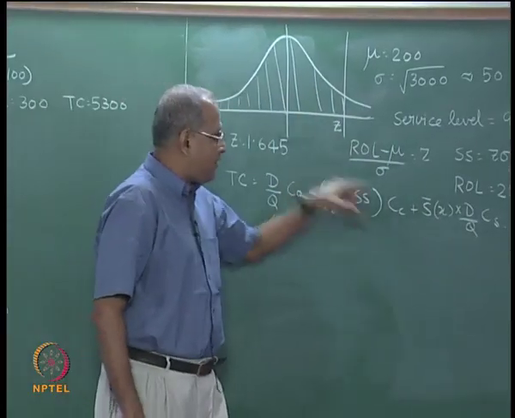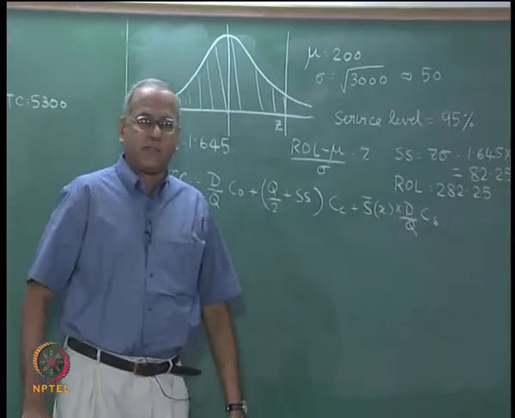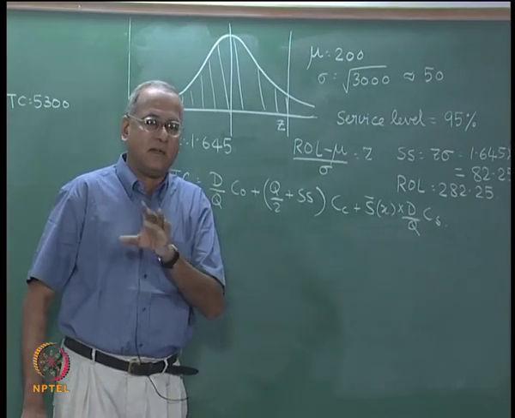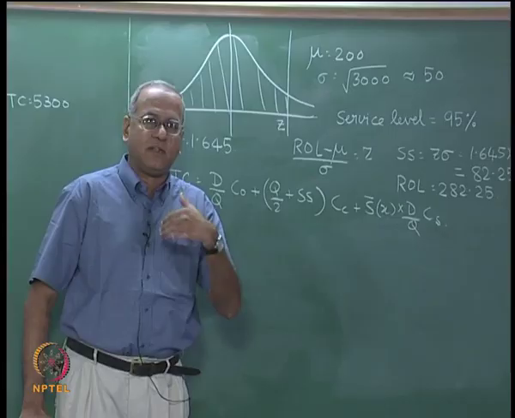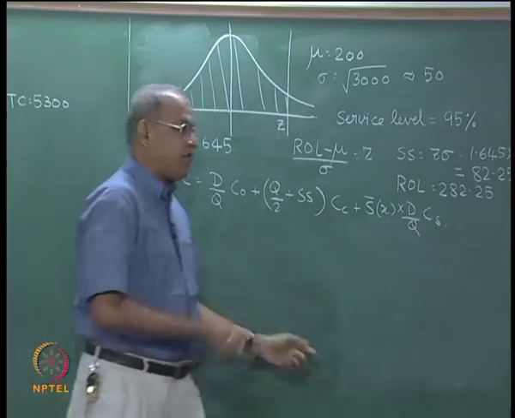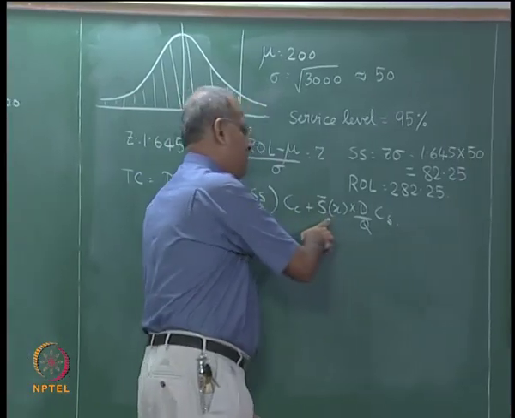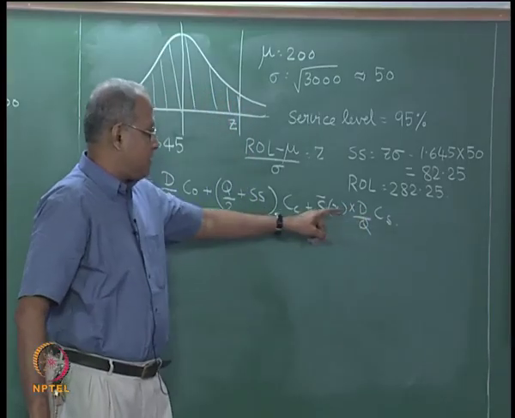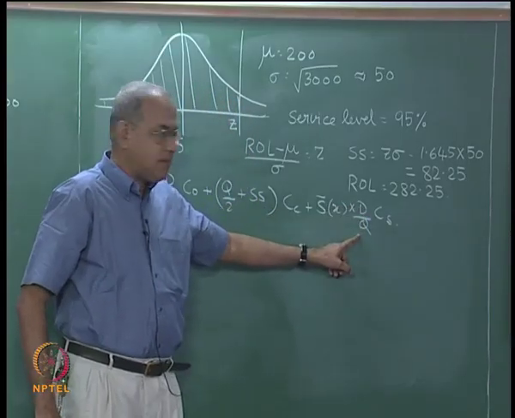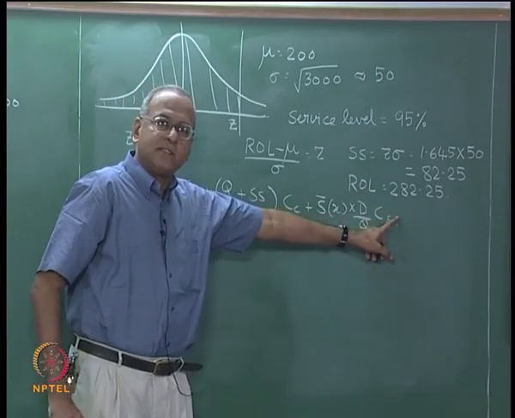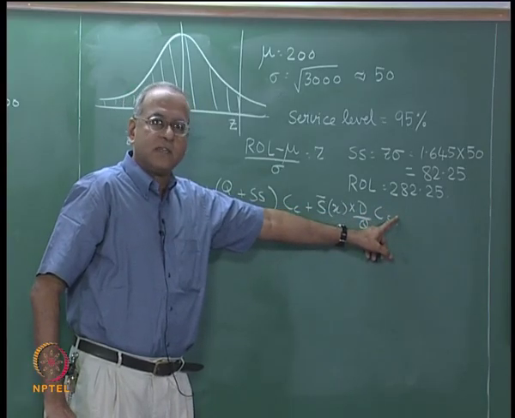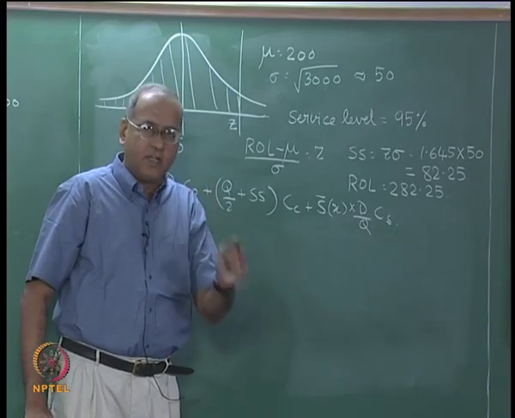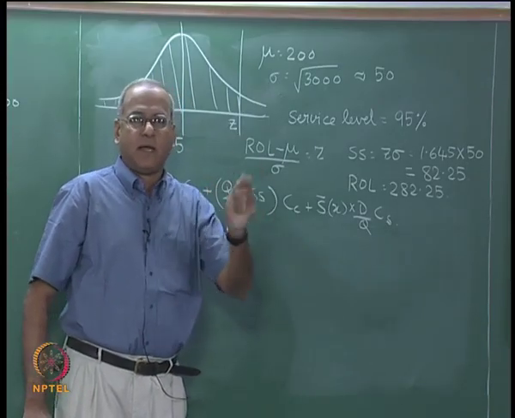Now, having a service level of 95%, there is a 5% probability that in a cycle we will not be able to meet the demand. So we now have to find out the expected shortage, multiply it with D by Q, which is the number of cycles in a year, and multiply it with Cs. Cs is the cost of back ordering, which is taken as rupees 2.5 per unit back order.